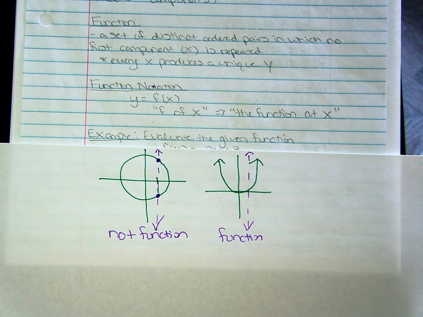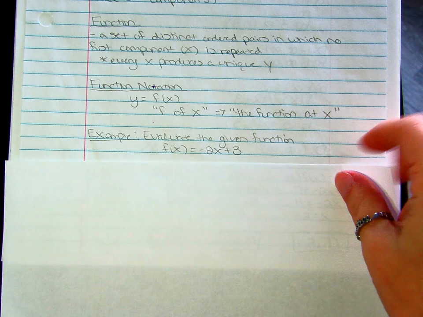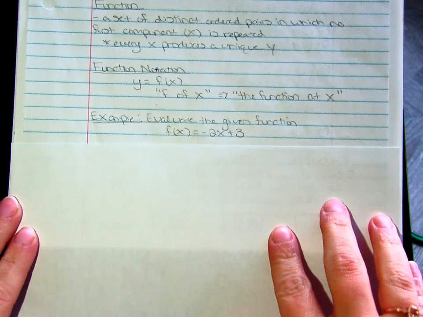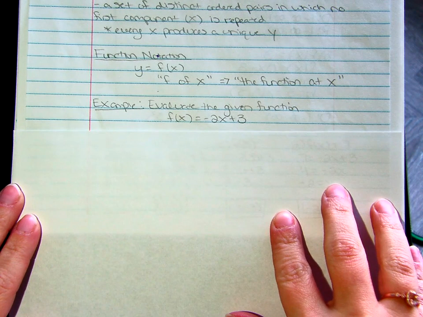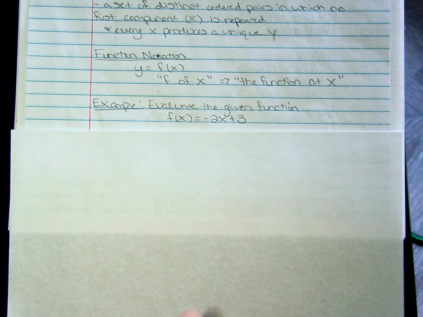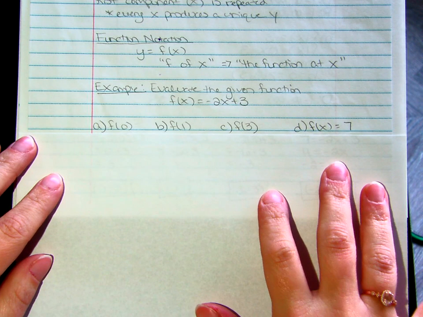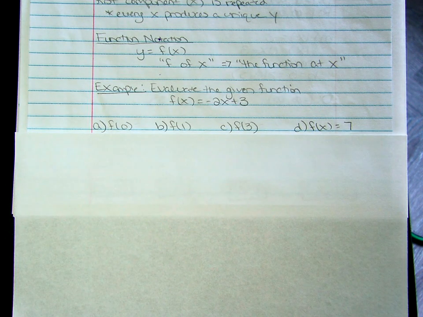So let's do an example. We are going to evaluate the given function f of x equals negative 2x plus 3. This is the function that they give us. And we are going to evaluate this function at a couple different values. We have f of 0, f of 1, f of 3, and then we have f of x equals 7.